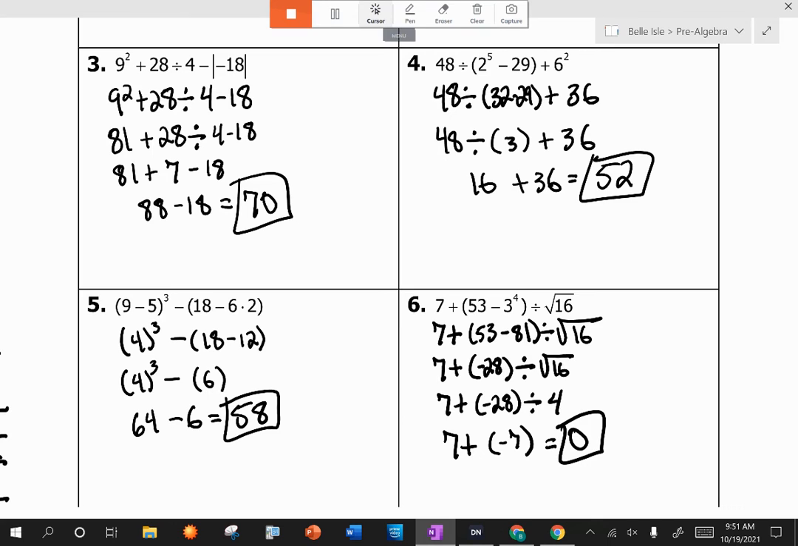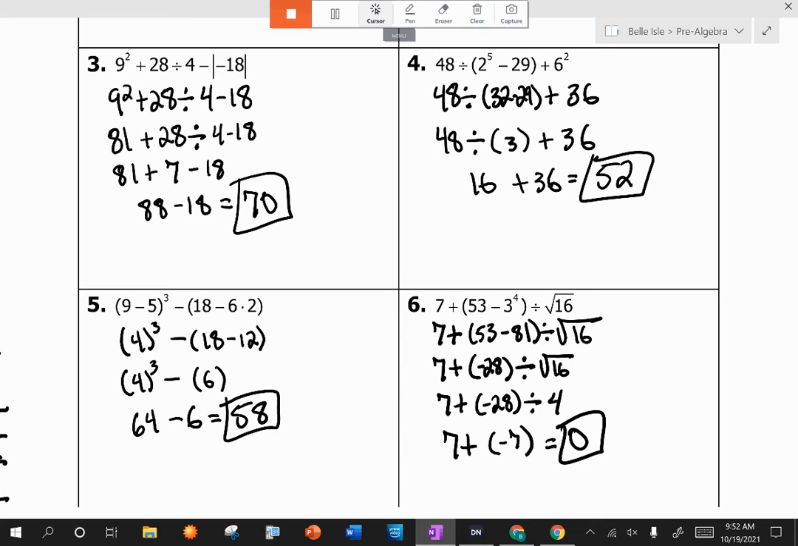On number 5, don't do the exponent to the 3rd power until after you do 9 minus 5. Okay. Because 9 minus 5 is located where? Inside parentheses, so you have to do it first. Okay. And the same goes for the 18 minus 6 times 2. Okay. Any questions over these? We doing okay? Okay, let's keep rolling then.